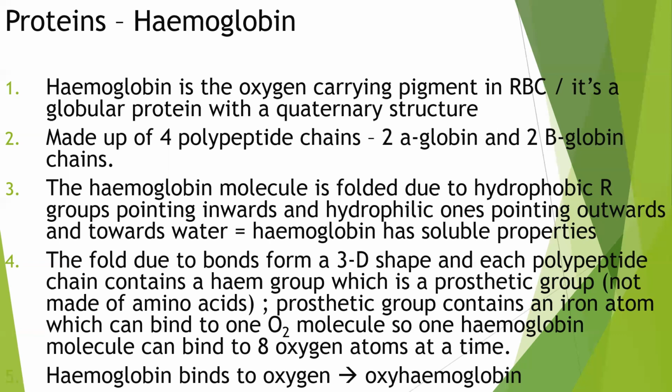Each polypeptide within the hemoglobin molecule will contain this thing called a heme group, and the heme group is a prosthetic group because it's not made up of amino acids. And this prosthetic group will contain an iron atom. So this iron atom is what allows hemoglobin to carry oxygen. So it binds to one oxygen molecule. And since there are 4 heme groups in one hemoglobin molecule, 8 oxygen atoms can be carried at a time. And hemoglobin binds to oxygen to form oxyhemoglobin.